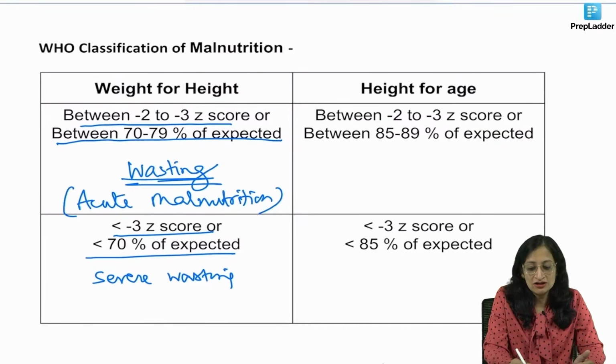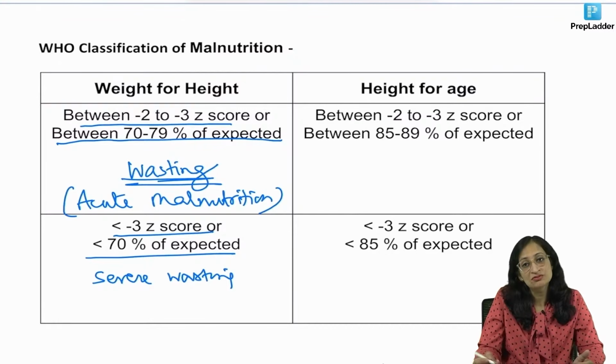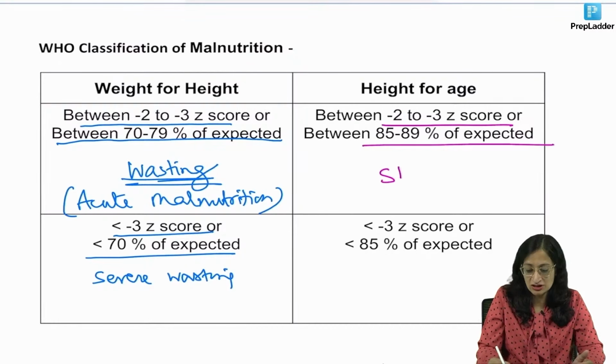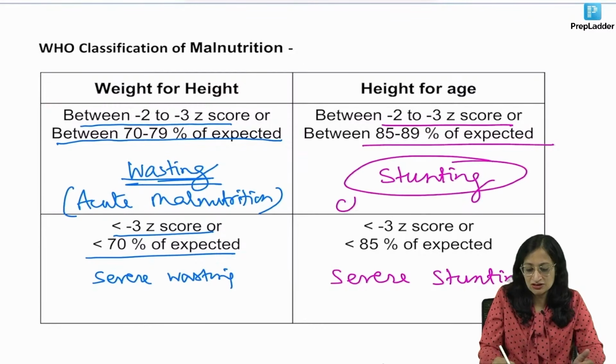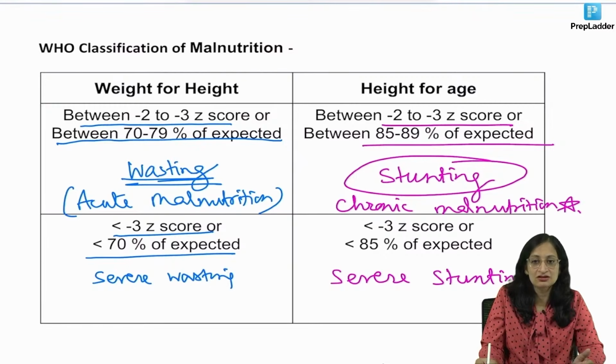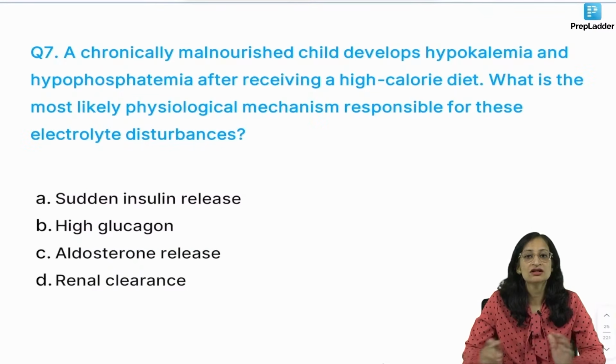Now, what about height for age? Height for age between -2 to -3 z-score or 85 to 89% of expected is called stunting. And if it is even lesser than that, it is called severe stunting. And stunting or decrease in height for age indicates chronic malnutrition. So, this has also come as a question previously, right? Okay. Moving ahead to our next question.